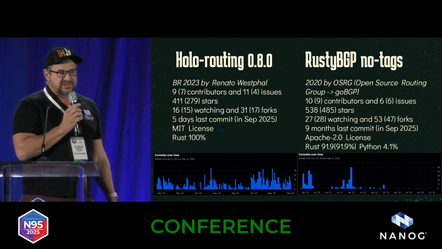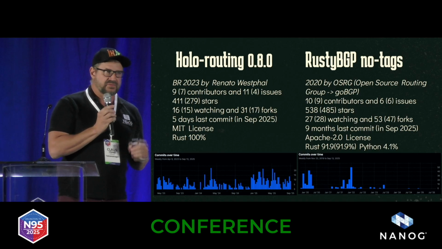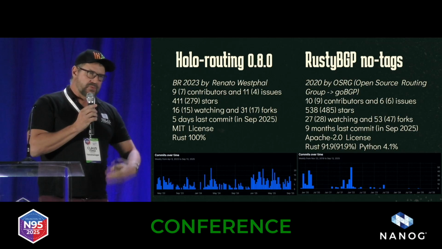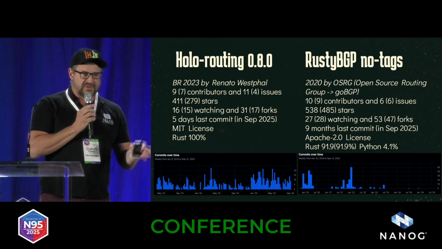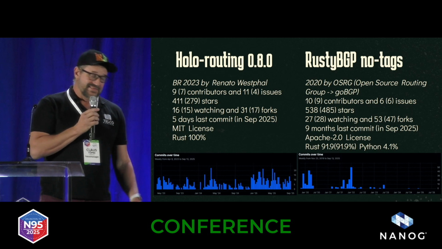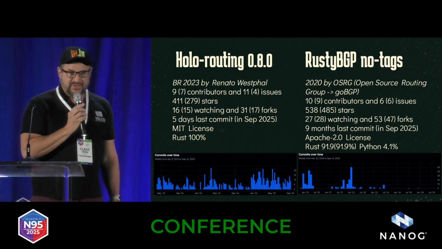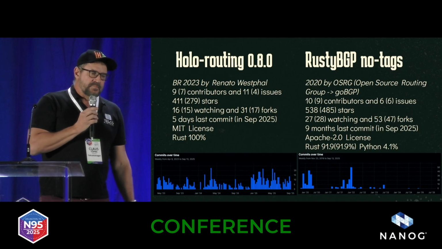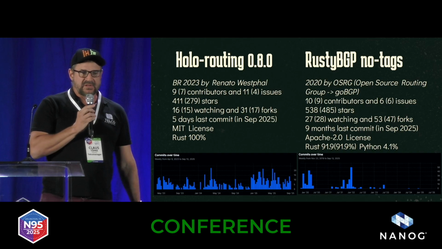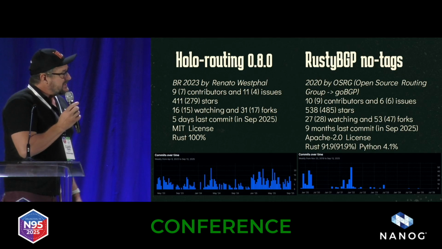16 people watching, 31 forks. The last commit was like 5 days ago when I checked, which is pretty good in terms of people working on it. You can see the graph as well. And 100% is Rust, which is quite amazing, how someone can implement everything in only one language. I would not do this, but it's a personal choice for each project, right?